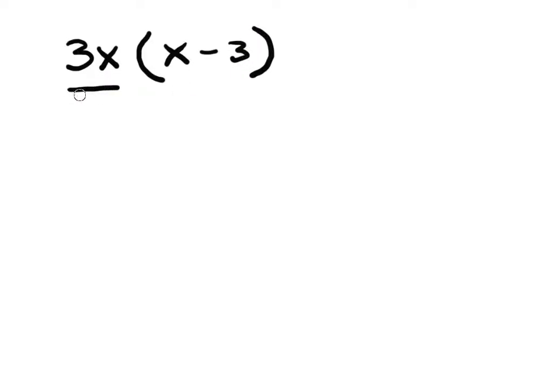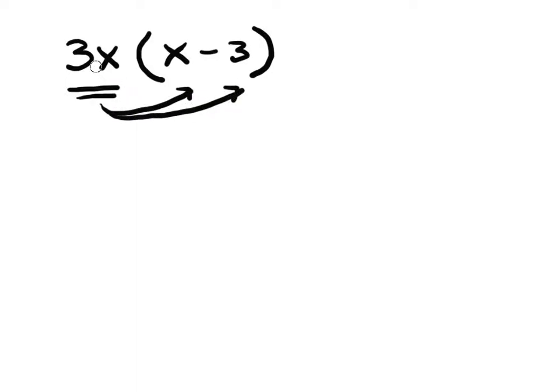Alright, so when we talk about multiplying polynomials, it really is just another version of the distributive method. Let's say I have 3x on the outside, which is called the GCF, and something inside the parentheses, like x minus 3. What I want to do is take whatever's on the outside, which we call the GCF, and distribute it to everything on the inside.